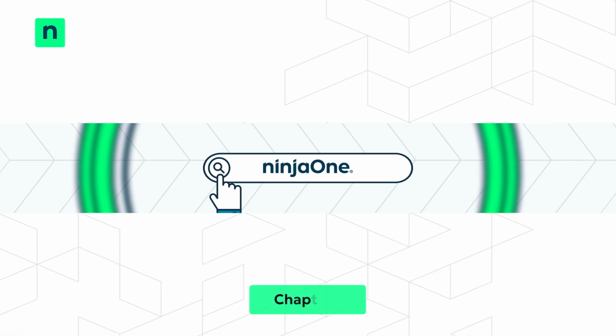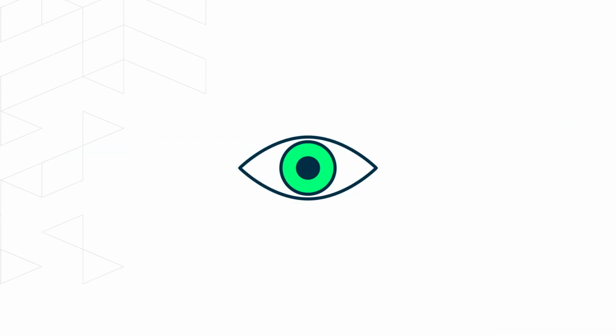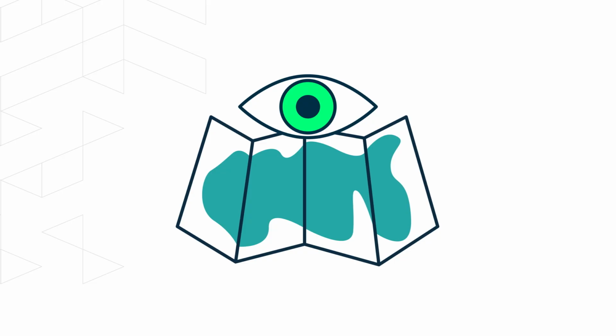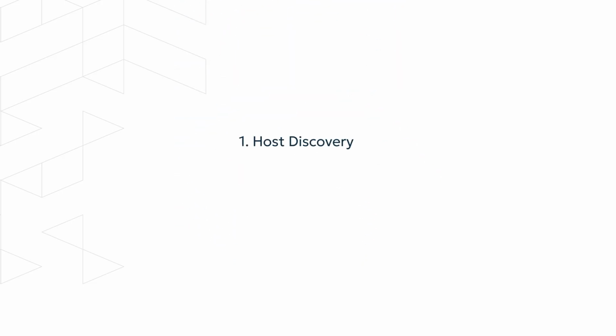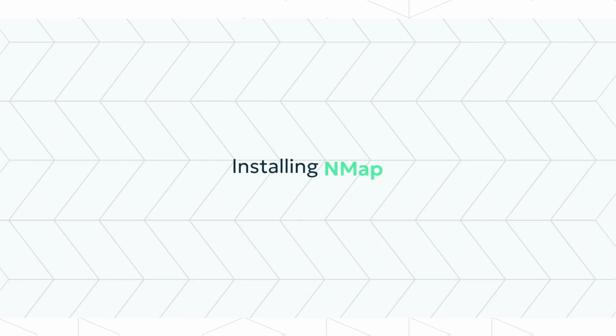What is Nmap? Nmap is an open source utility for network scanning and security auditing. Think of it as a map of your network, showing everything that's connected and running. Its additional features include host discovery, port scanning, and version detection. Nmap can be installed on devices running Windows, Mac, and Linux.